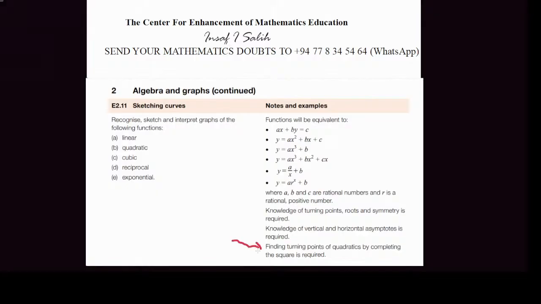Where does it say? Here, in this part of your syllabus, it says you have to know how to find turning points of quadratics by completing the square. So when they give you the quadratic equation which has been used to draw a graph, if the equation is given in standard form, you have to know how to convert that to vertex form and find the coordinates of the turning point.